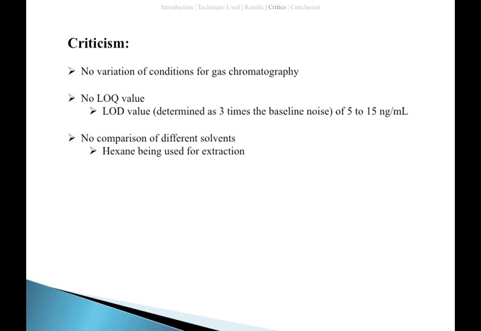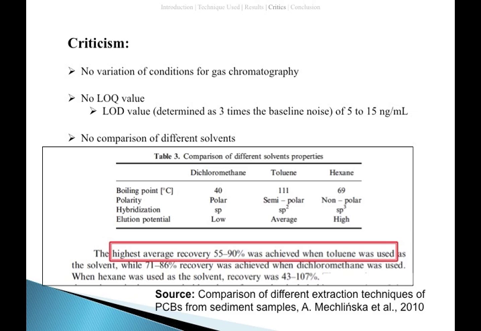Next would be that there is no comparison between different solvents used for extraction, as only hexane is used due to the fact that PCB is non-polar. However, another source which did a comparison between solvents for extraction reported that toluene gives the highest average recovery.